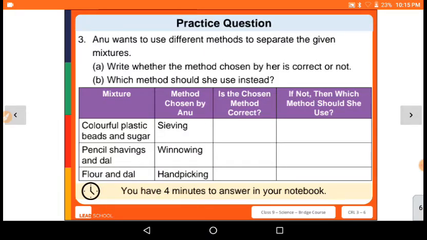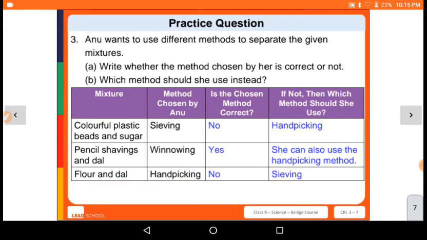Anu wants to use a different method to separate the given mixtures. Write whether the method chosen by her is correct or not. Which method should she use instead? Colorful plastic beads and sugar. Sieving method. No. Hand-picking method, because there are colorful beads and sugar. If we hand-pick the beads, then it will be much easier.